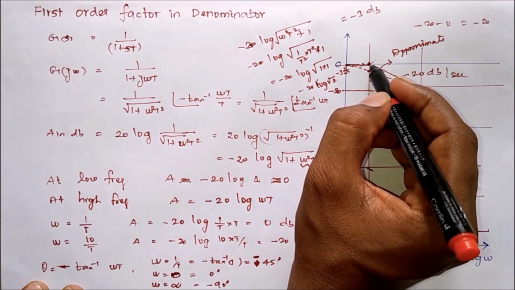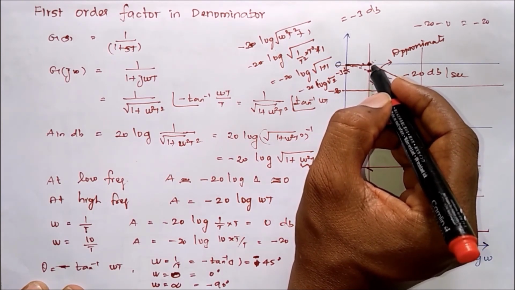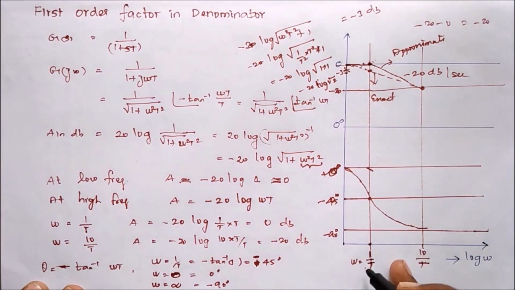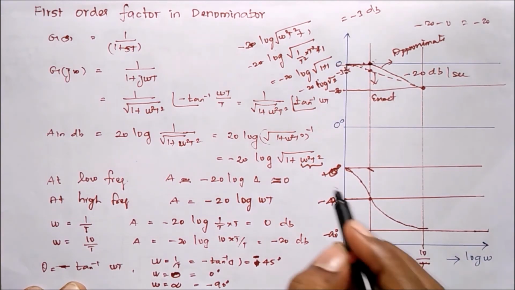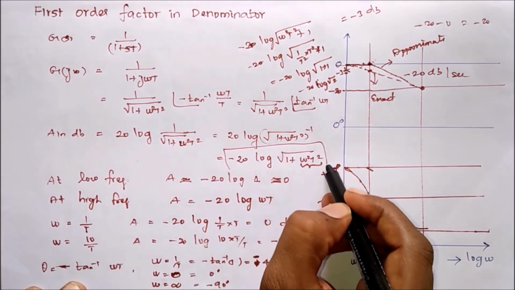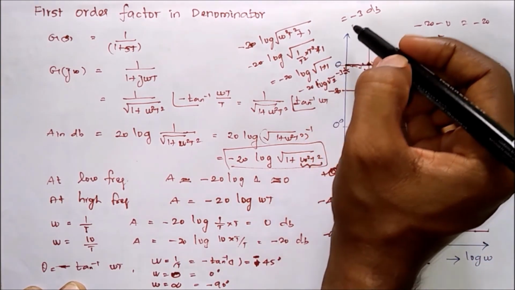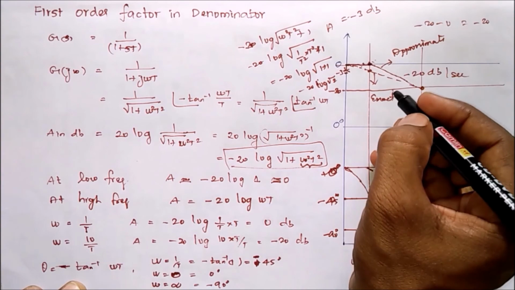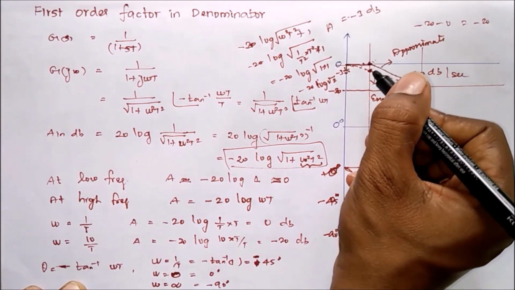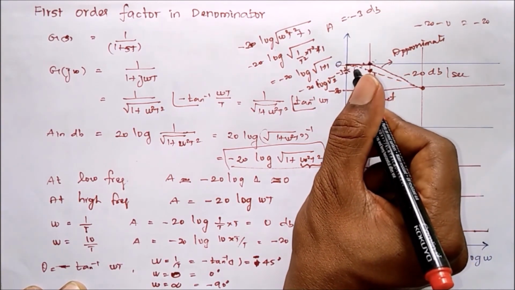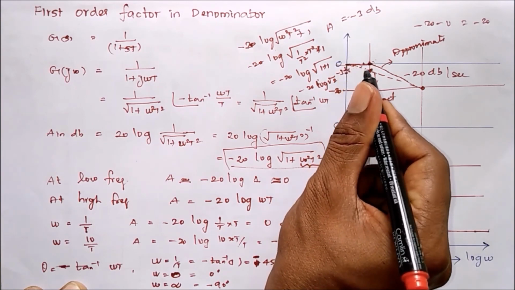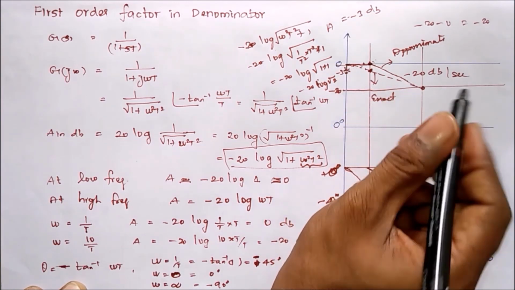Suppose this is approximate. If you want to know the exact, we have to consider corner frequency equal to 1 by t in this magnitude equation. So now we have to substitute omega equal to 1 by t. So we will get magnitude equal to minus 3 decibel. So at this point only the actual or exact asymptotes have to meet. So now we have to draw the exact plot.